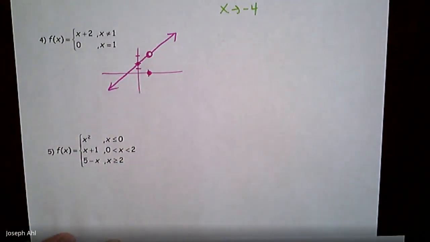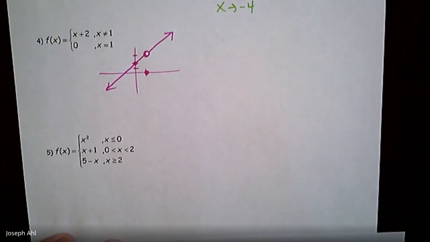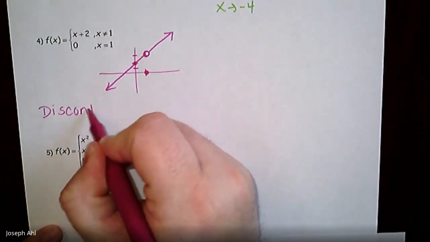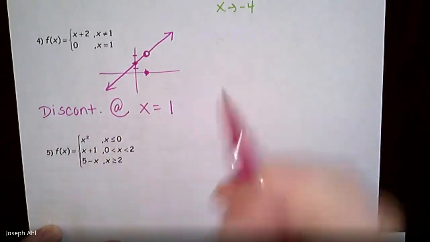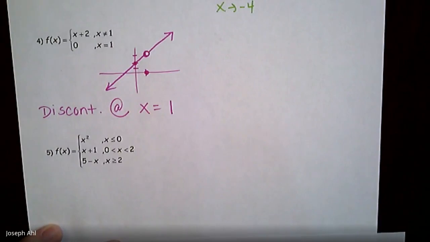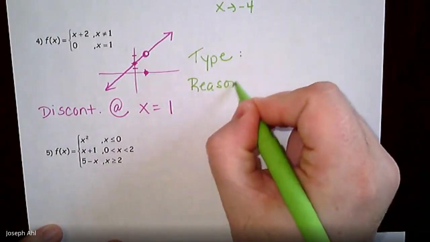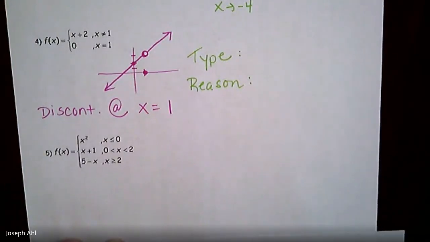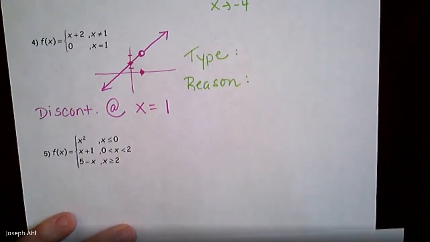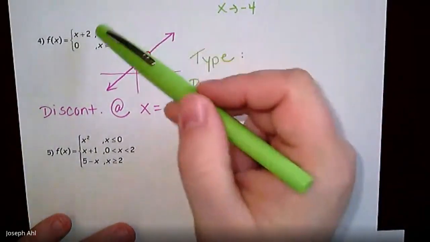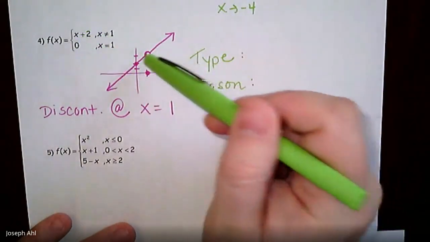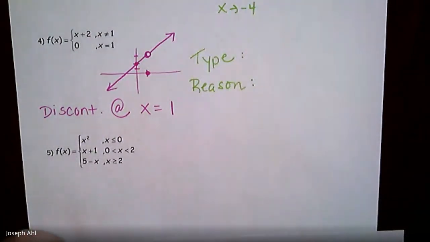So does this graph have any discontinuities? Do I have to lift up my pencil anywhere? Sure do. This is discontinuous at x equals 1. So we get this discontinuity at x equals 1. I want to list now the type and the reason that we have for this discontinuity. Okay. I kind of go back and forth with type on this one because we didn't really have enough info in advance about maybe why we had this hole here. So I'm going to define this one as a jump.